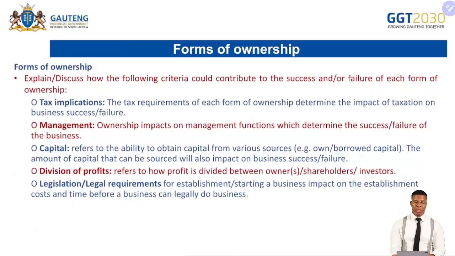Management, how decisions are taken by the different forms of ownership, also differs. And then capital has to do with the amount of capital that can be obtained by the different forms of ownership and how they are legally owned. And then division of profit has to do with how profits will be divided and how they are issued. We know that when you are in a company, the company can decide not to issue dividends. So when they have not paid dividends, that becomes a failure.